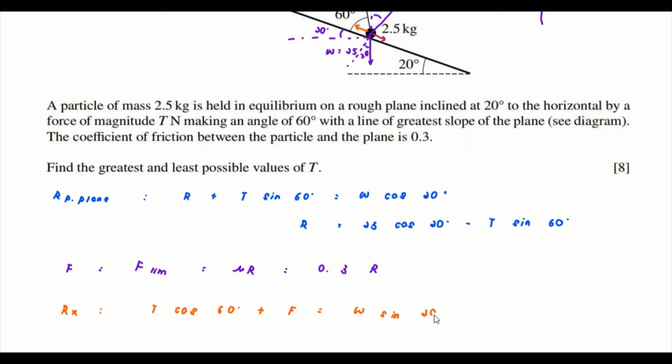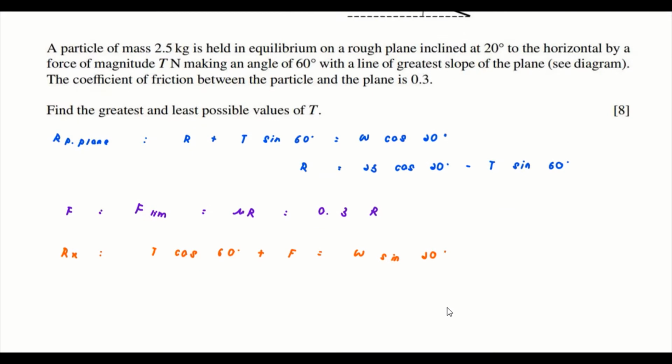Okay, so let's try to substitute some of the unknowns that we have here. Then we bring the F to the other side. So T cos 60 will be equal to W, which is 25 sine 20, minus the F that we found just now, which is 0.3R. So this is another equation.